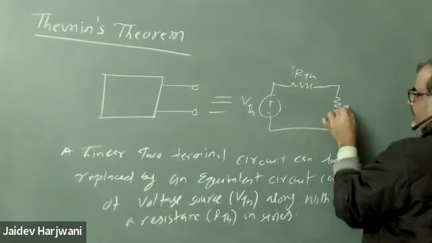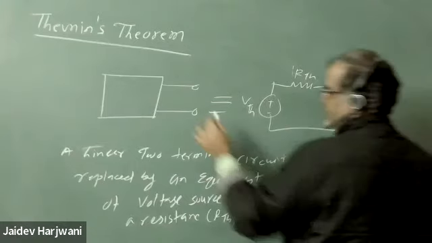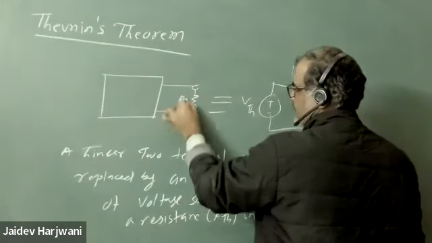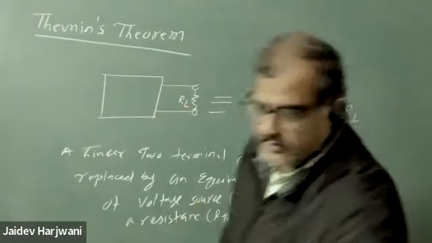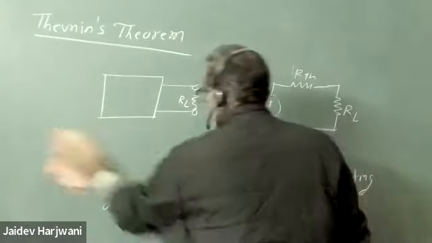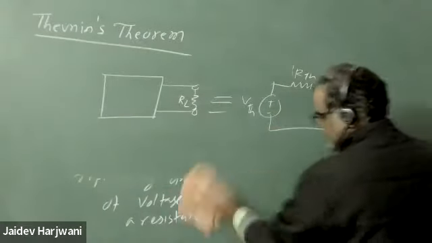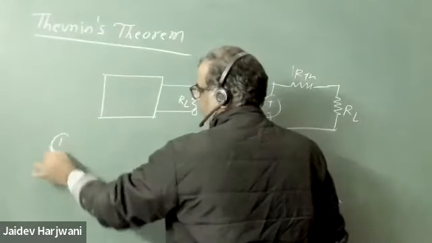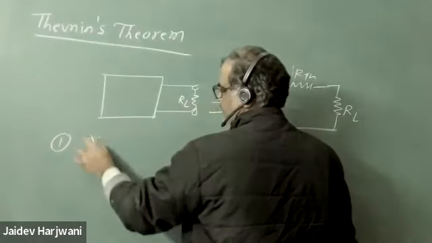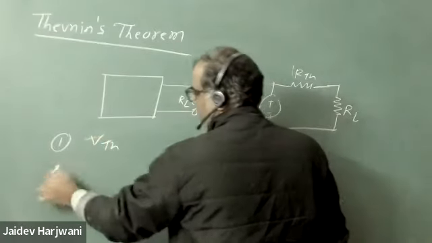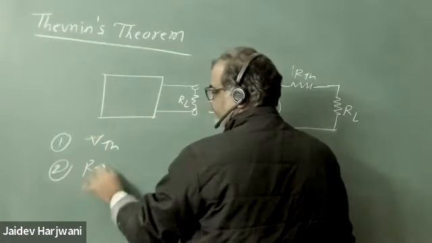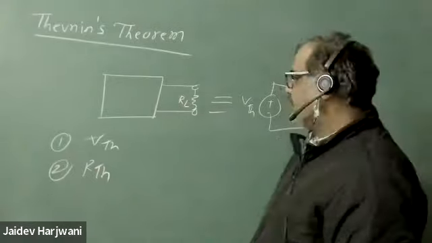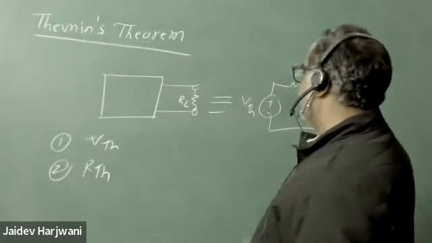Now if I want to replace it with the equivalent circuit, I need two parameters. What are these two parameters? Number one, I need to calculate VThevenin, and then I need RThevenin. So how can we calculate these two parameters?